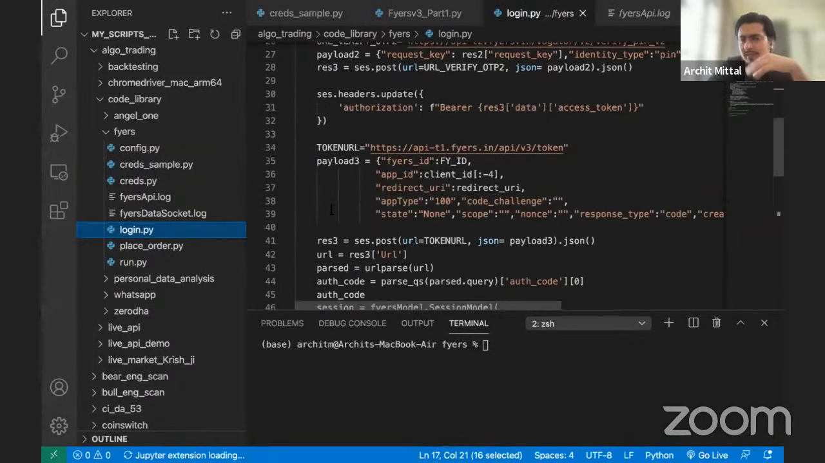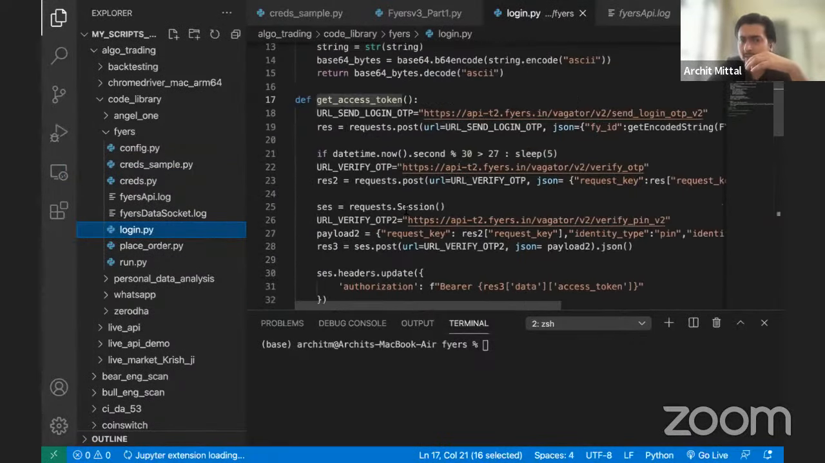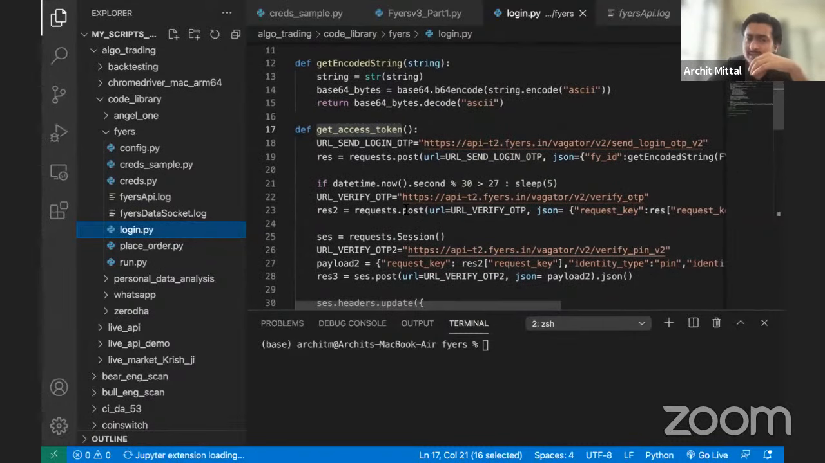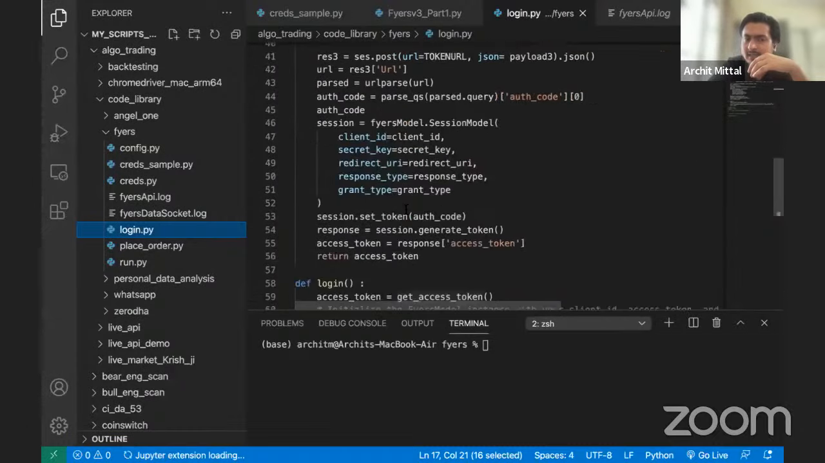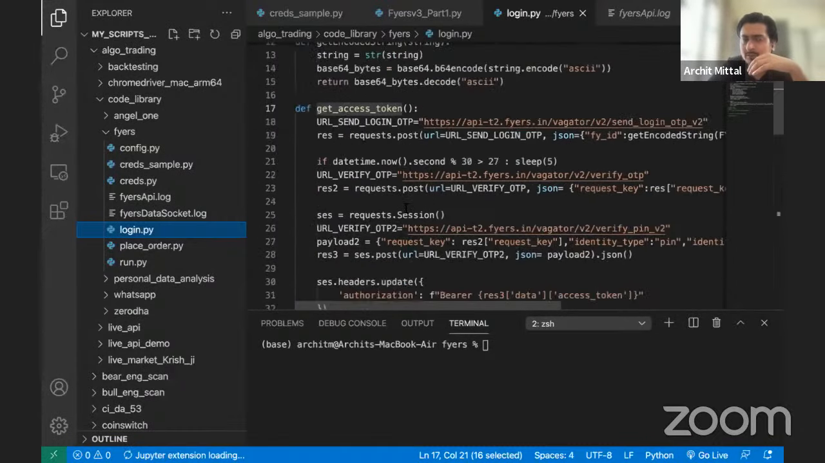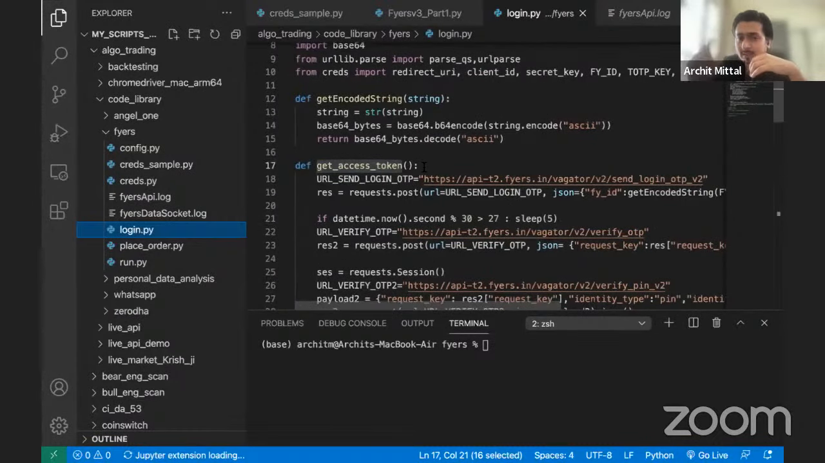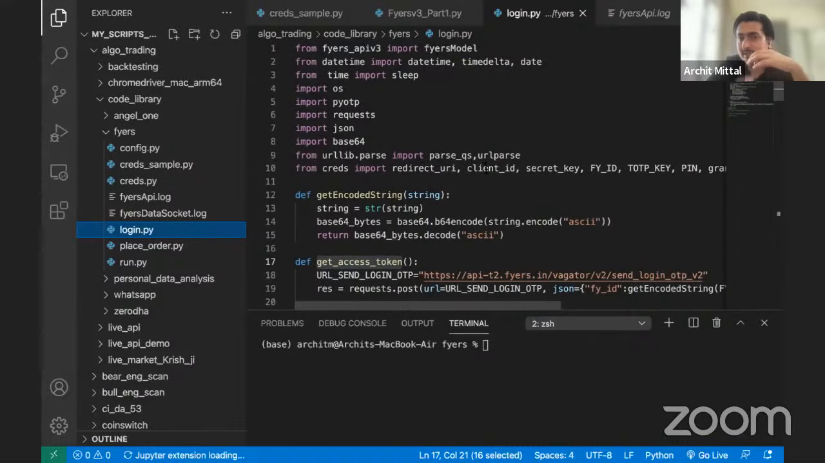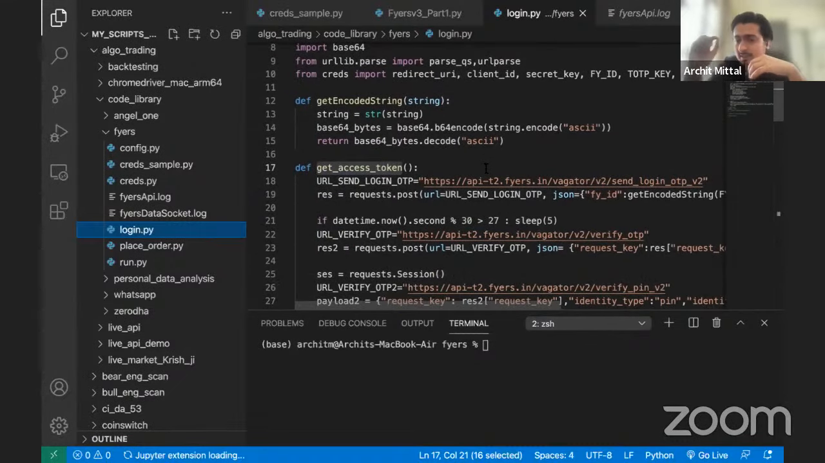In this login part, although the code is quite big, FYERS has given so much flexibility that you just don't have to think much about it. All the non-technical guys, just don't see this as something overwhelming. Think about only two things, what I'm telling you: the boxes. Where are the boxes? Try to identify the boxes.